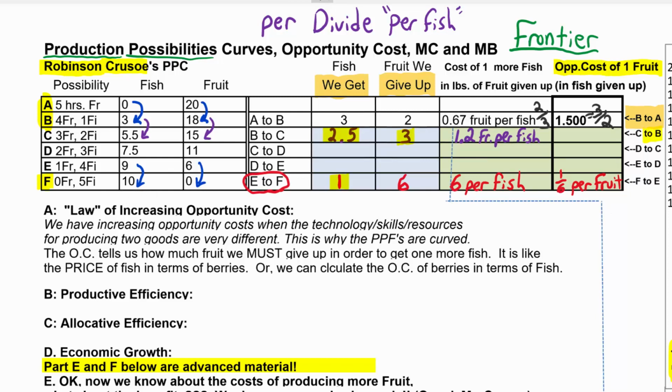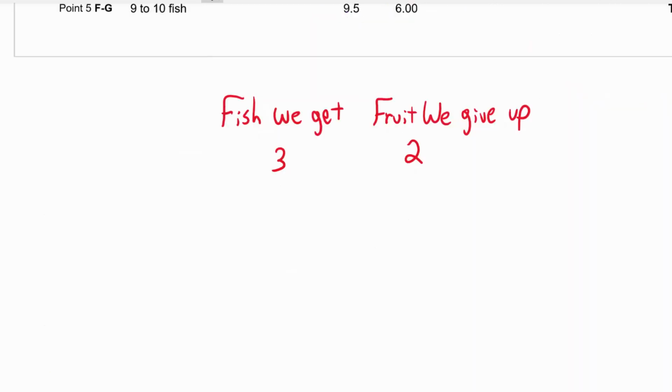From C back to B, we just look at the reciprocal. Instead of 3 divided by 2.5, it's 2.5 divided by 3, which is 0.833. Now, if you're still a little mystified or confused by what we're doing here, let me put this in a different context real quickly. So here is what we analyzed when we were moving from A to B. We're getting 3 fish, we're losing 2 fruit.